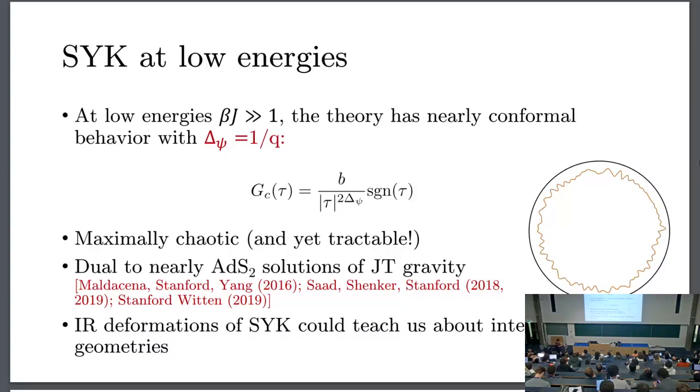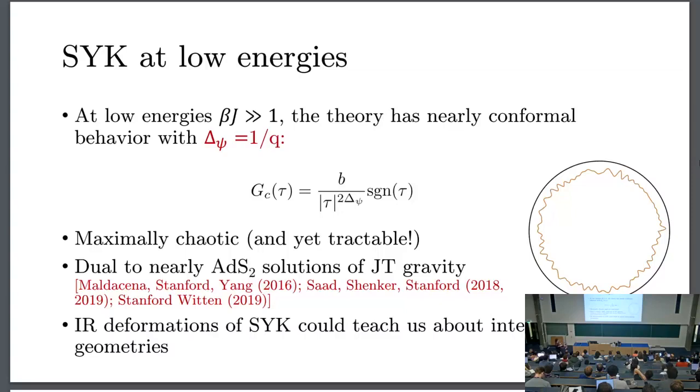Some more properties. One of the things that make the SYK famous is that at low temperatures it behaves like a conformal field theory. It also drove the connection to holography. So at low temperatures, or high inverse temperatures, the theory has a conformal behavior with an anomalous dimension for the fermions of 1 over q. And of course, the two-point function behaves accordingly. It's maximally chaotic, so that means it saturates the chaos bound. And it's dual to nearly anti-de Sitter 2 solutions of JT gravity.